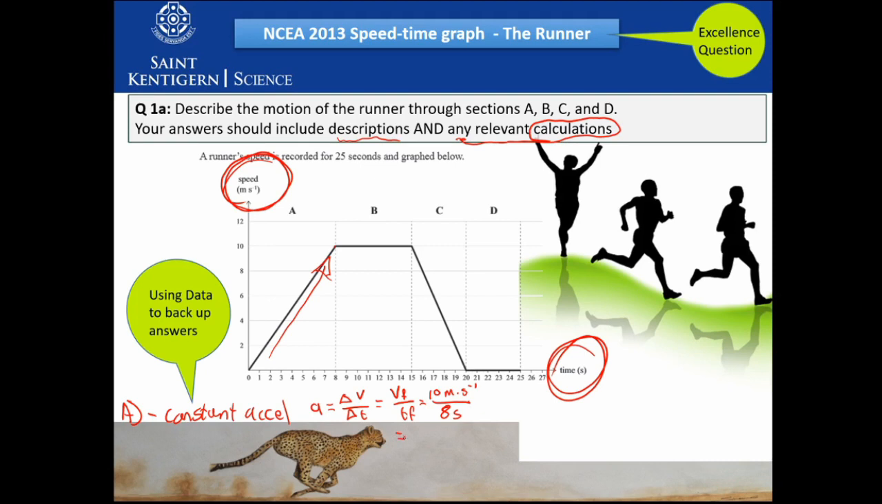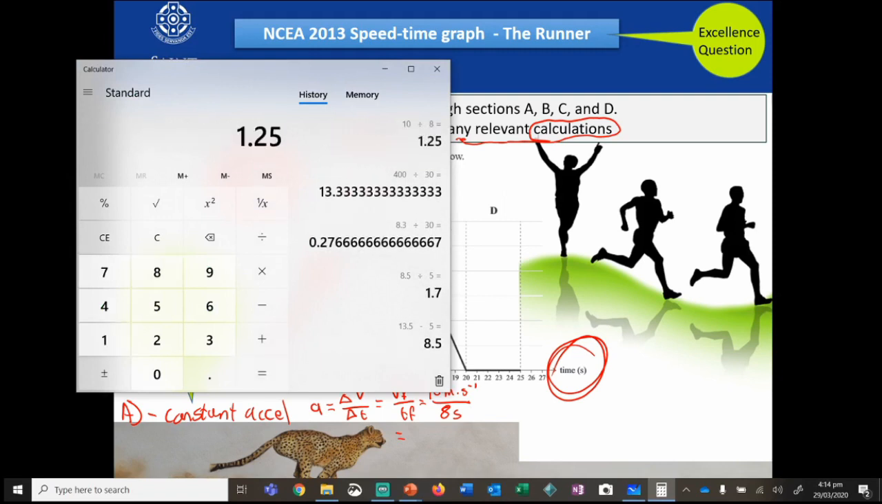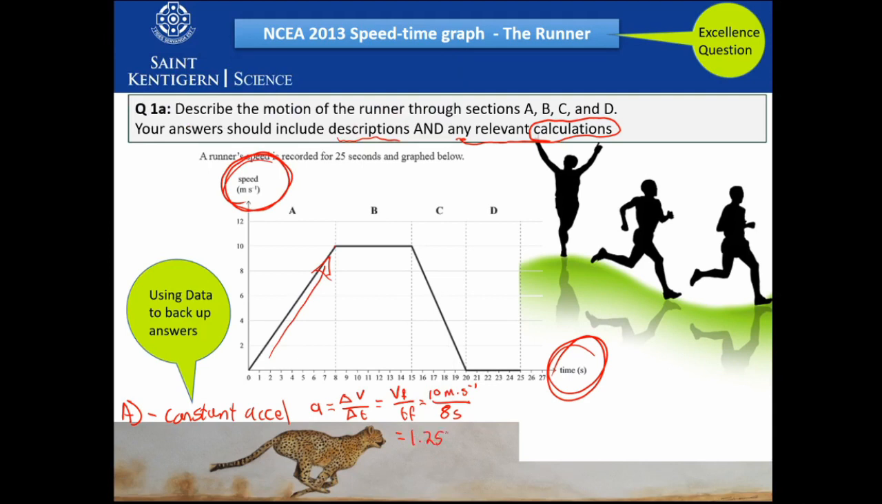Okay, and now the handy dandy calculator. We have 10 divided by 8. Okay, and that's 1.25 meters per second per second. Okay, so that was section A.